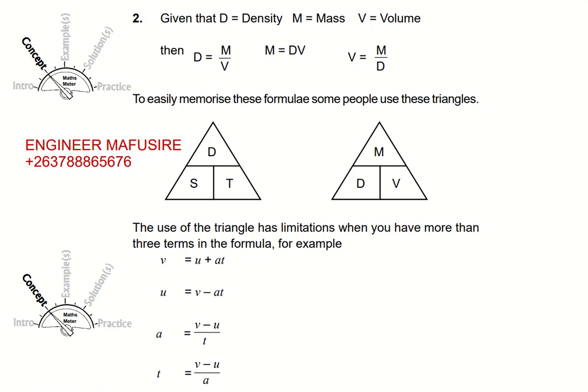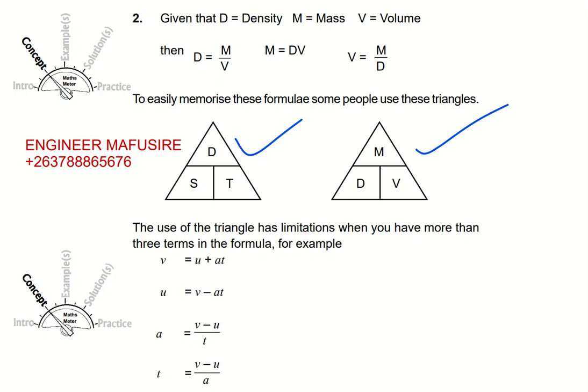Tinokwanisa kushandisa these triangles edu to apply on the issue of distance, speed and time, or this one density, mass and volume. So the use of the triangle has limitations when you have more than 3 terms in the formula. The use of triangles edu has limitations kana one more than 3 terms, which means my formula pako kona formula yako yakutara nezve 3 terms.